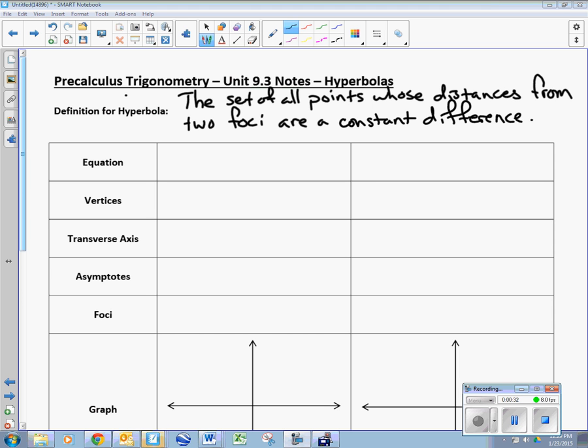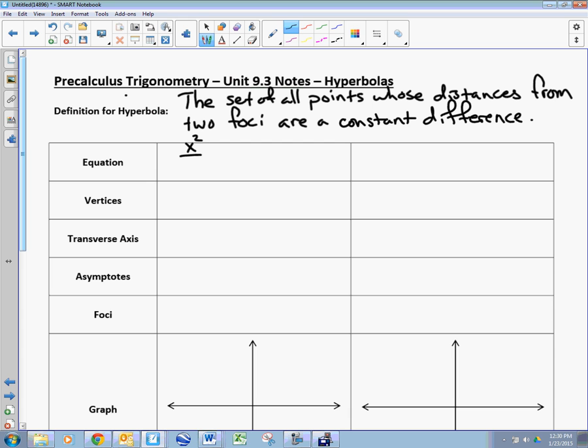A hyperbola is a set of all points whose distances from two foci are a constant difference. So yesterday, the definition of an ellipse was the set of all points whose distances from two foci are a constant sum. Today, it's difference. I'll explain what that means in a little while. Right now, I'll just give you the equations.